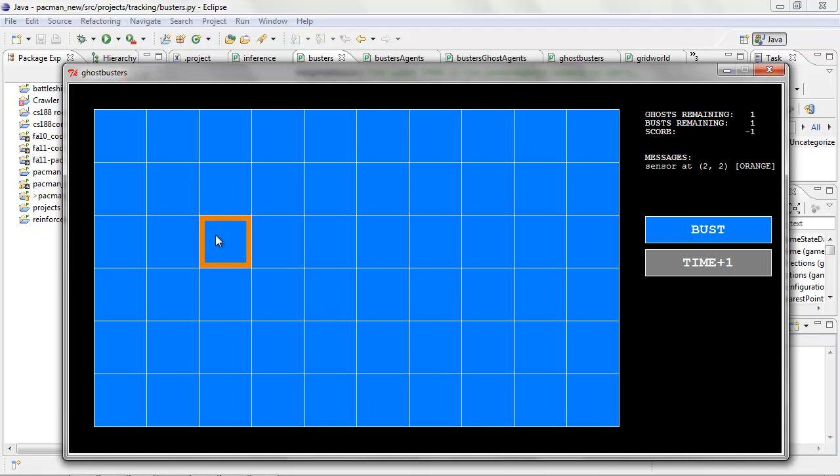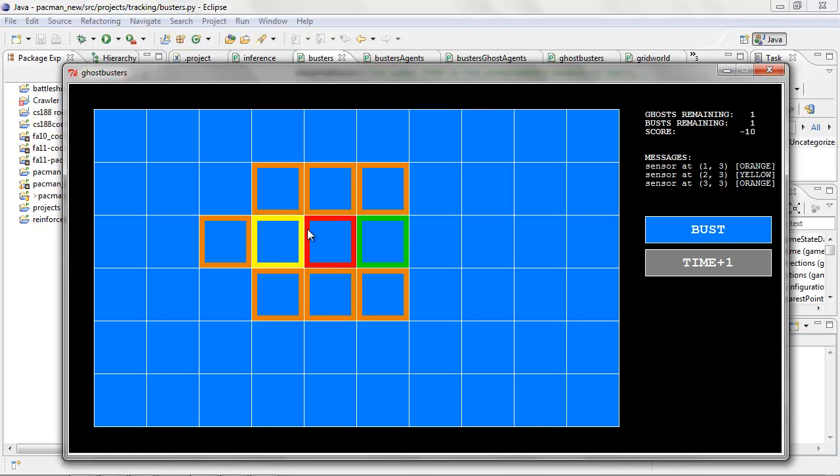It came out orange, which means likely the ghost is at a medium distance from that sensor, not exactly in the same spot. So maybe we try over here: red. Now we're likely to be very close to the ghost, but we don't necessarily know where it is. We just know that it's likely to be close here. Orange, that might be a little further away. Orange, green, more orange. Now as we sense here, maybe we conclude that most likely the ghost is in this middle square that's colored red. We don't know that for sure, but it's the most likely spot based on what we've seen so far.